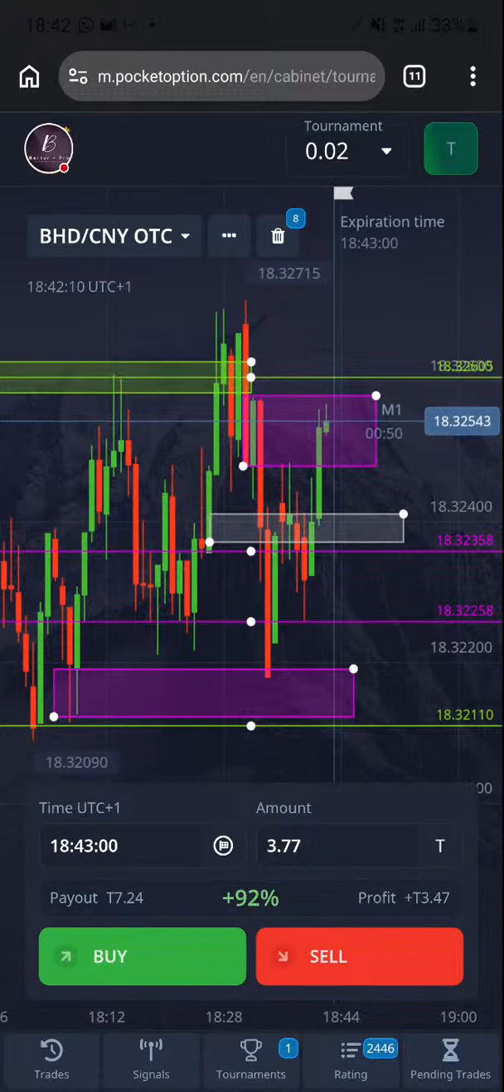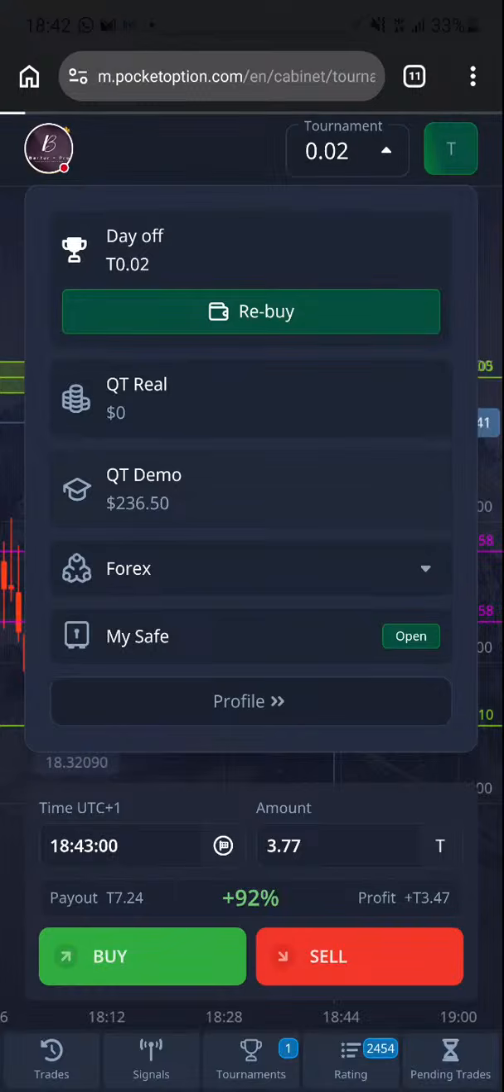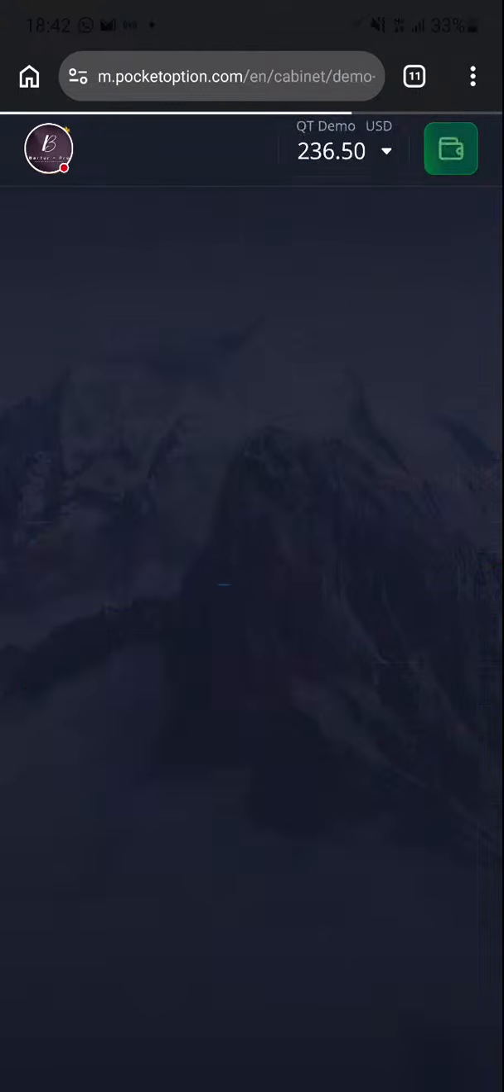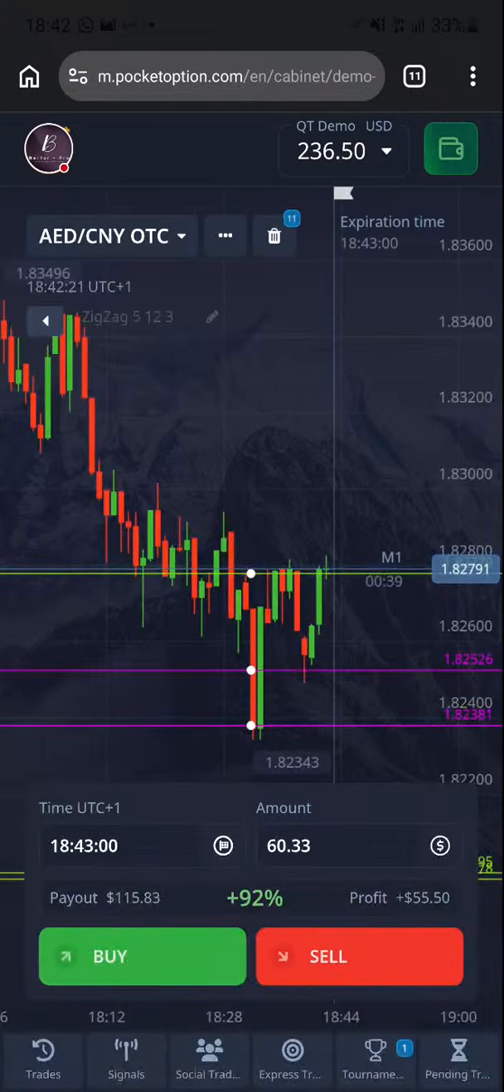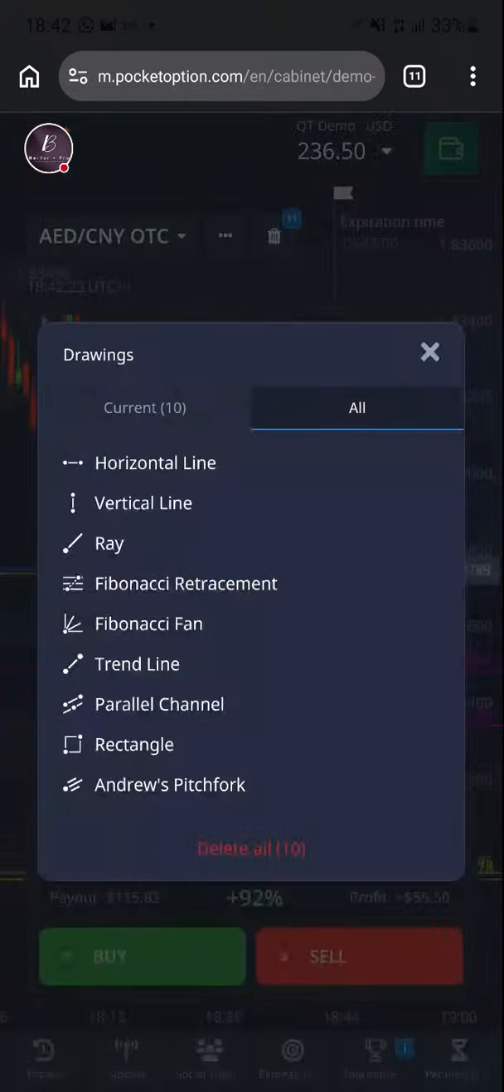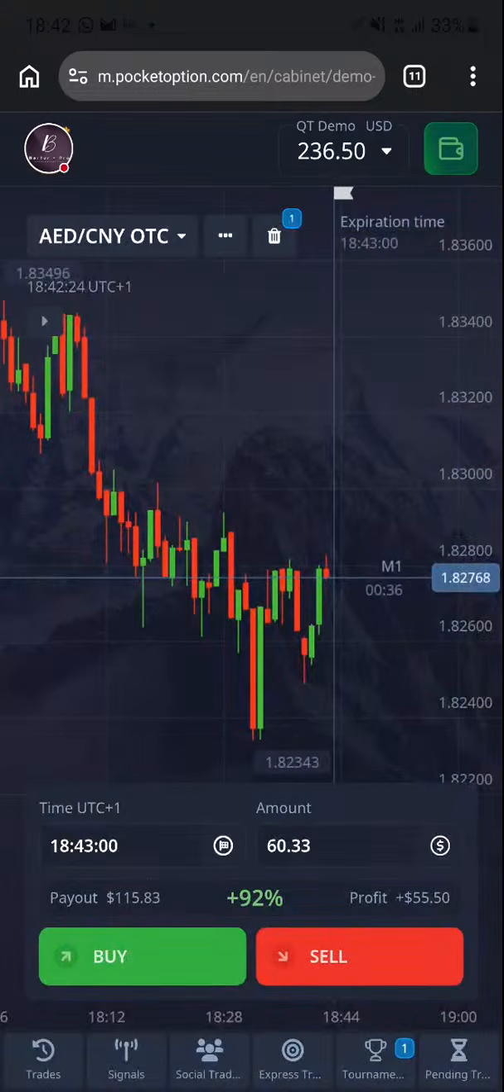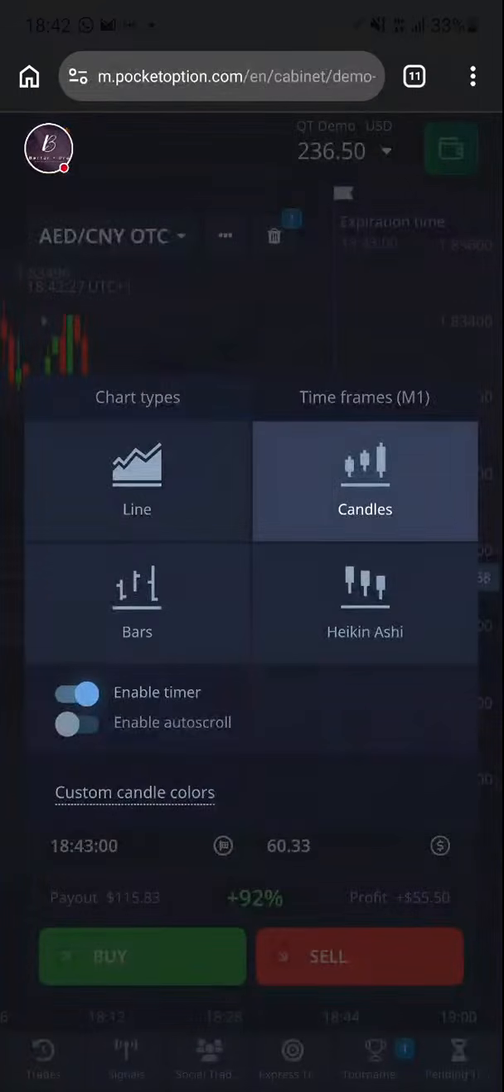Let me switch to the demo session and continue there. I'm going to lose that demo balance, so we'll just continue. We'll look for another opportunity. We'll clear this. It's the same setup actually. Let me show you the setup quickly.